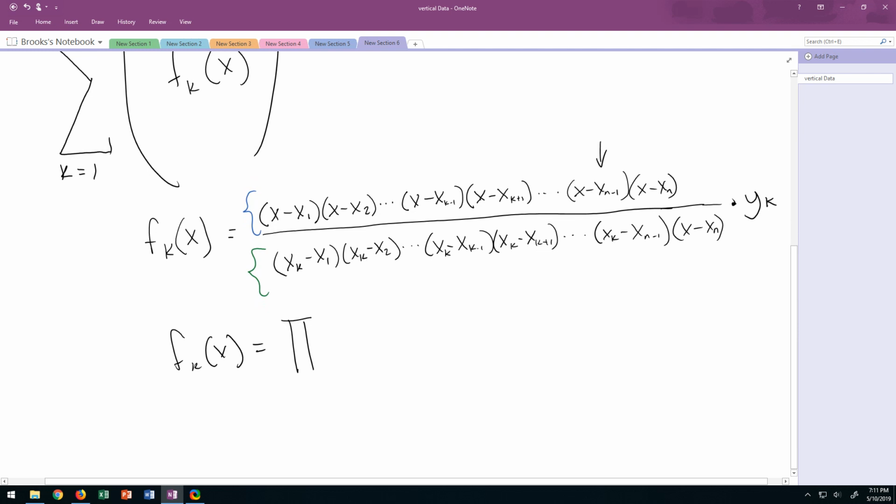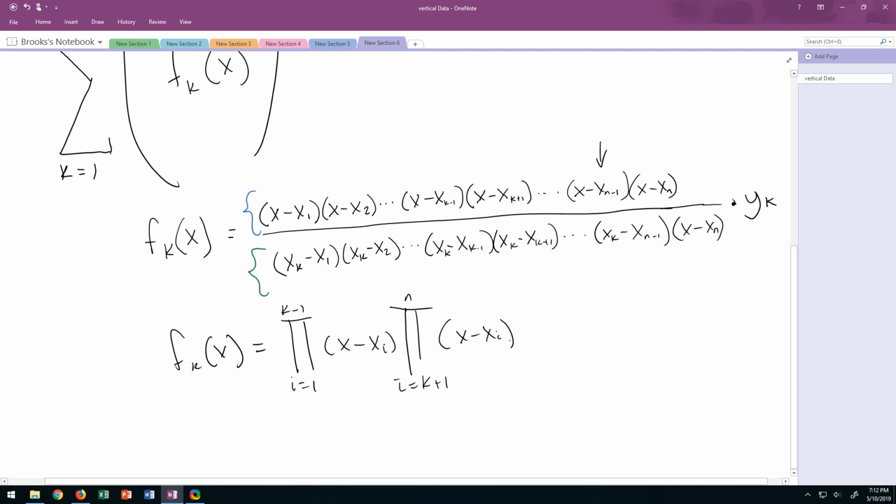Anyway, so let's see. We have f sub k of x is going to be equal to the product from i equals 1 up to k minus 1 of x minus x sub i, times the product from i equals k plus 1, so we're skipping the kth term, the x minus x sub k term, up to n of x minus x sub i again.